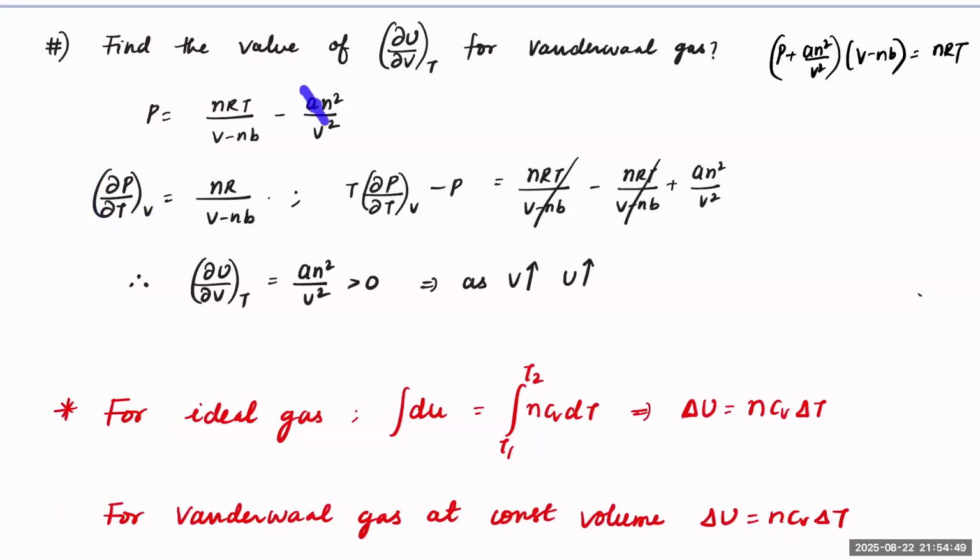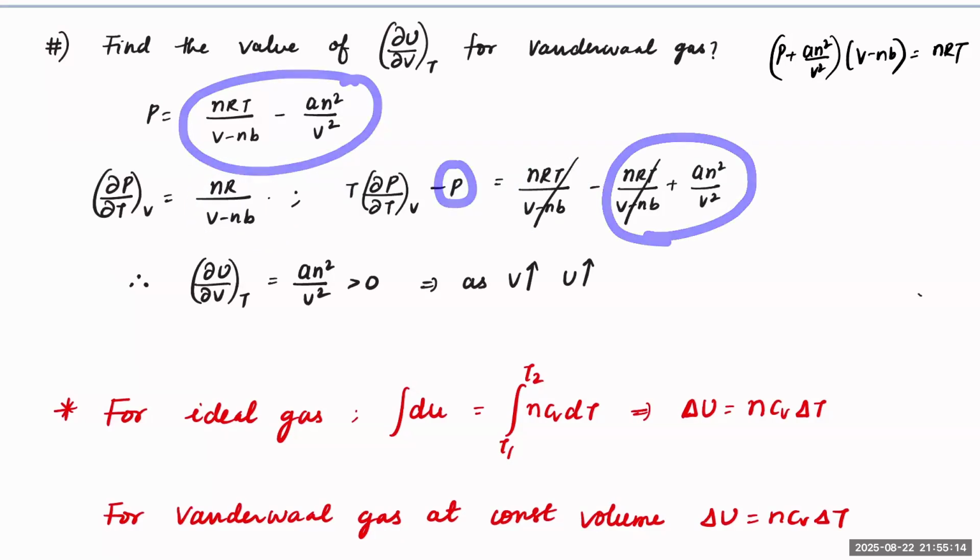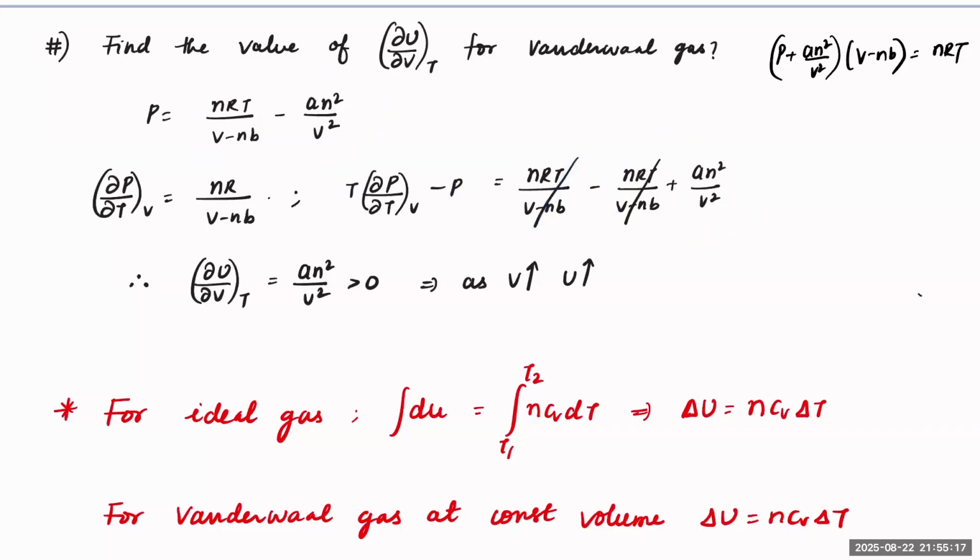∂P/∂T: this is all constant values, so that will become 0. So this will be differentiable, which will become nR by (V minus nb). And for that, we need to multiply T and subtract P. So when you multiply T, this will become nRT by (V minus nb). And what is P? P is this entire thing. So again, I substitute that value. You can see this nRT by (V minus nb) and nRT by (V minus nb), these two will get cancelled. What is left? a n square by V square. That is the part which is left.